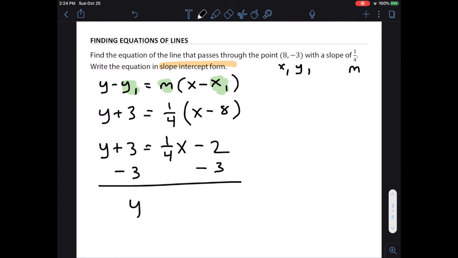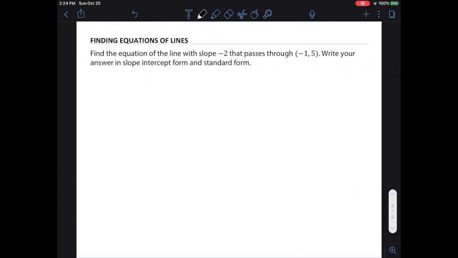So I end up with y equals 1/4 x, and they're both negative, so I just add them together and keep it negative. So y equals 1/4 x minus 5. All right, so that's a fairly basic example of how we can use point-slope form to be able to write an equation of a line in slope-intercept form. Let's take a look at another example.